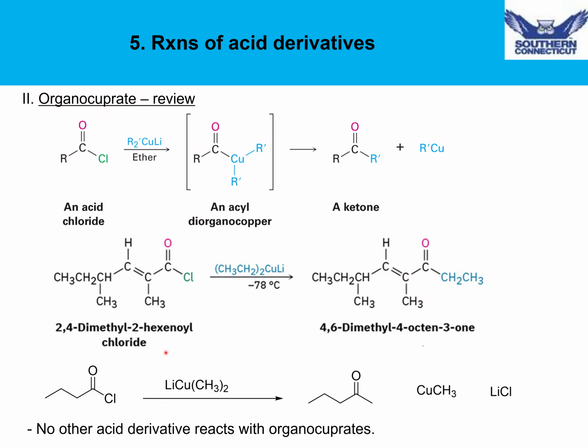In this last example, a Gilman reagent with methyl groups will substitute a chlorine on an acid chloride to give you a methyl ketone. Note that this reaction is specific to acid chlorides. Other acid derivatives like esters and amides do not undergo this type of reaction.